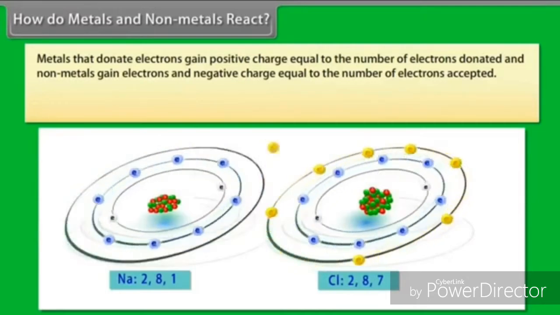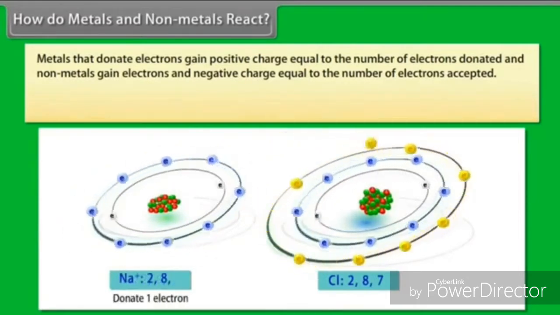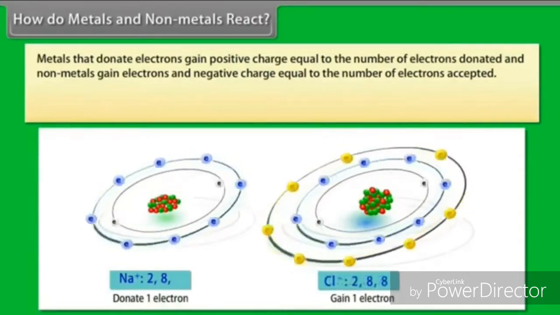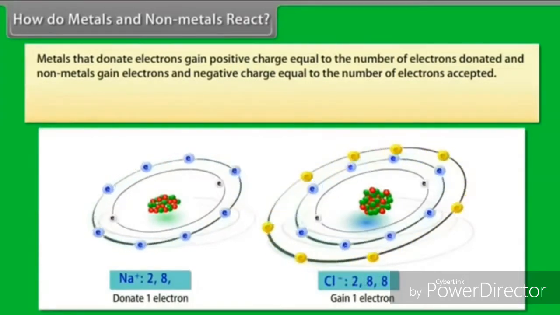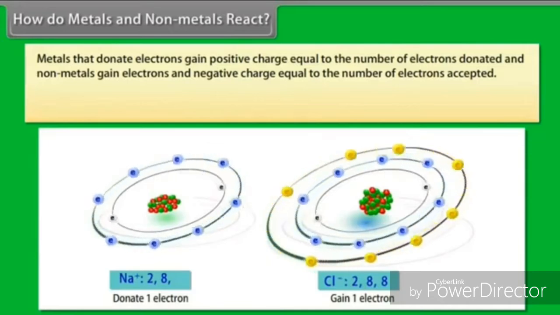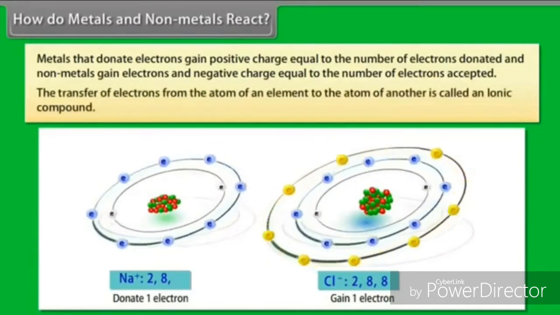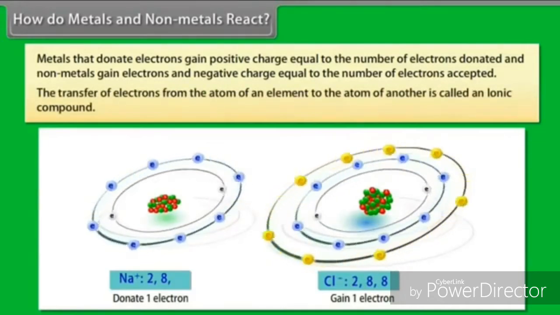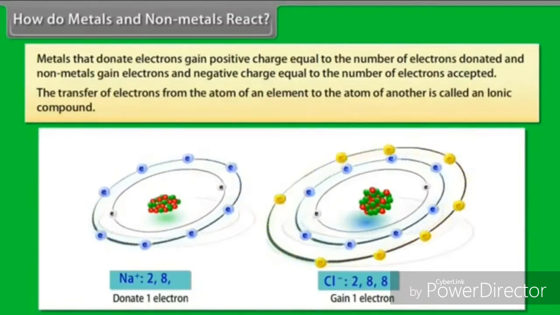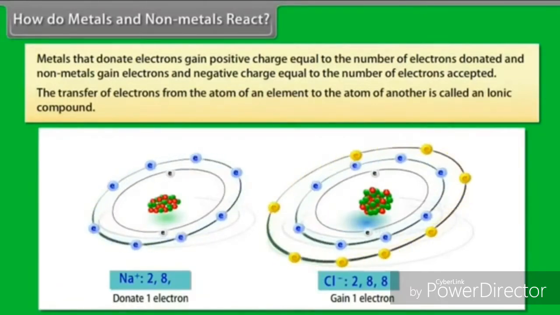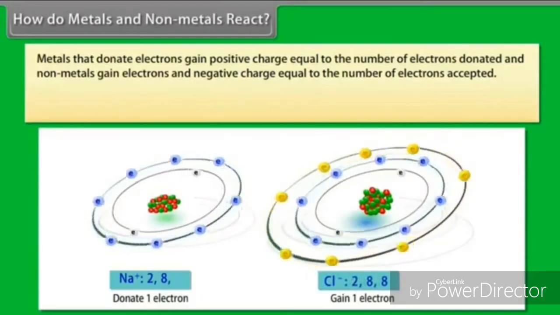Let's take an example: sodium and chlorine. Sodium is a metal; it loses one electron to another non-metal, which is chlorine, which has the ability to accept this electron and form an ionic compound, sodium chloride. And both of these atoms reach the structure of the nearest inert gas.